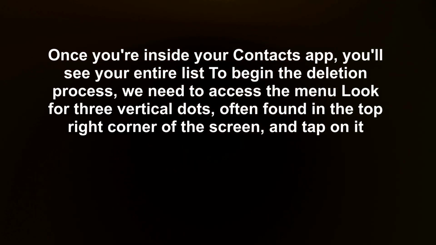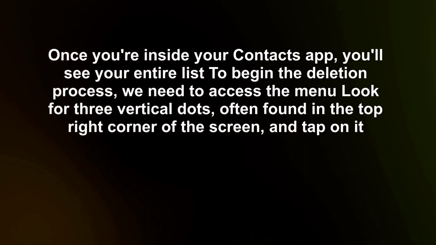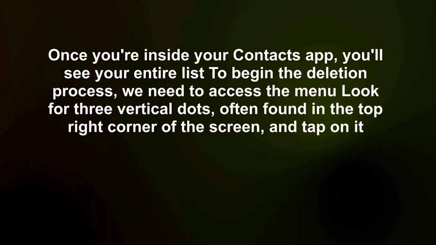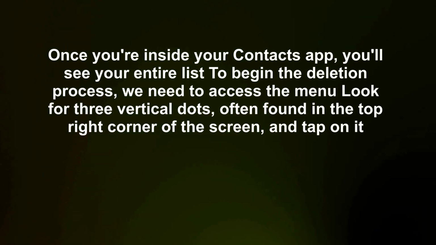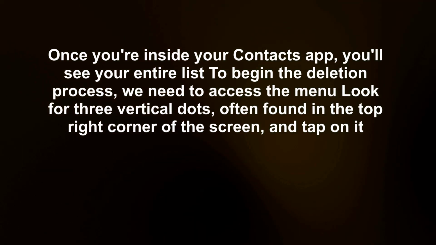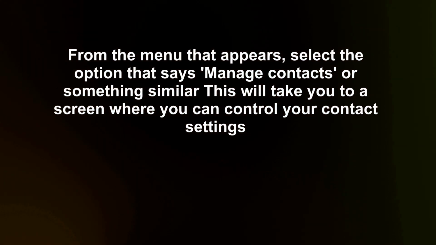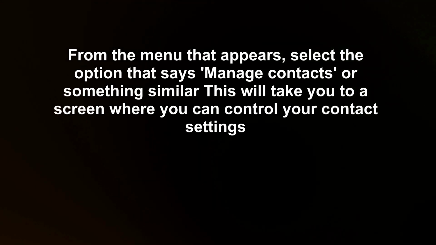Once you're inside your Contacts app, you'll see your entire list. To begin the deletion process, we need to access the menu. Look for 3 vertical dots, often found in the top right corner of the screen, and tap on it. From the menu that appears, select the option that says Manage Contacts or something similar.